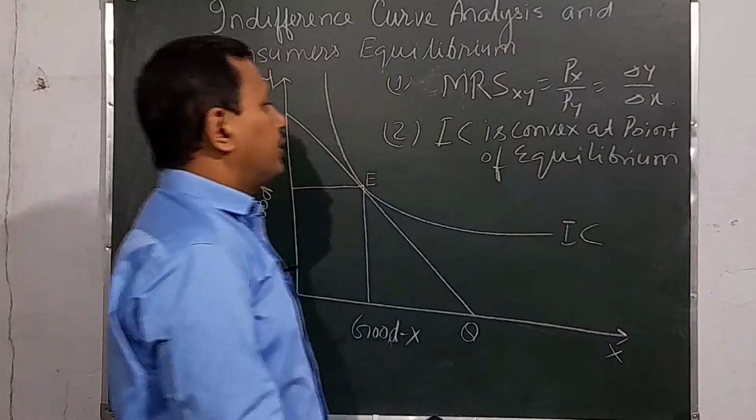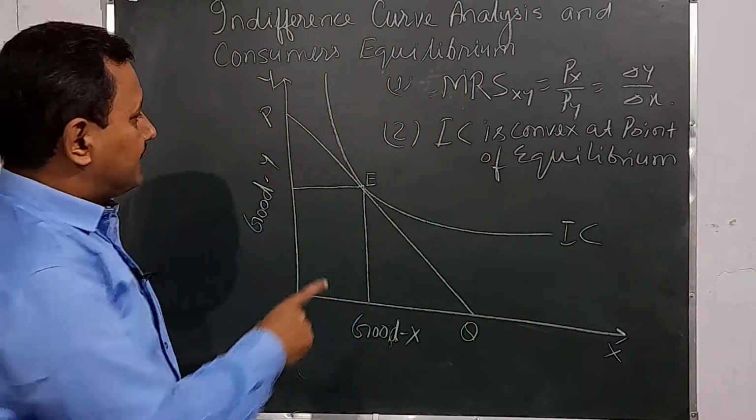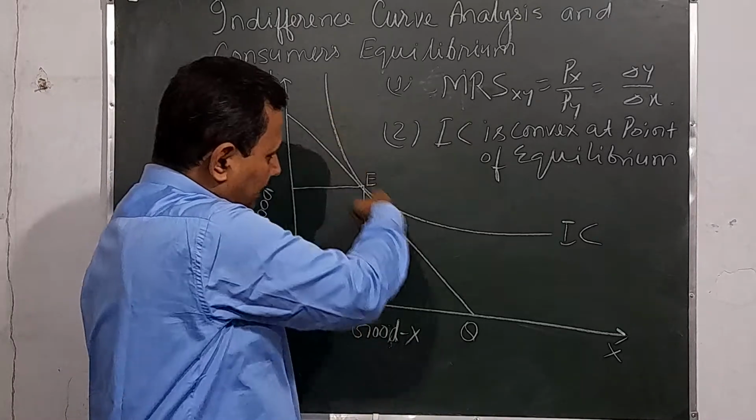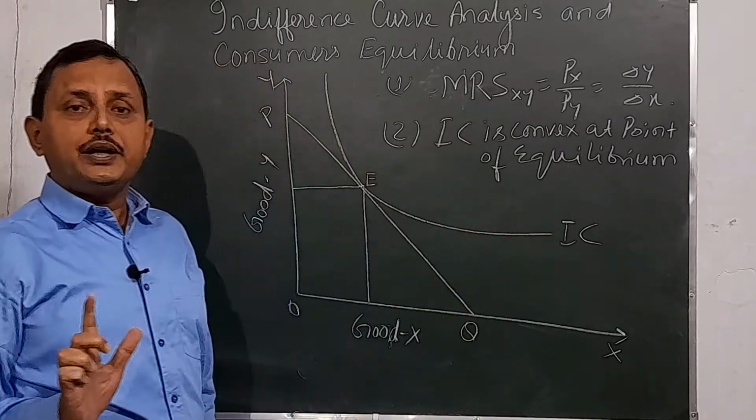The second condition of consumer equilibrium is that the IC is convex at the point of equilibrium. The point of equilibrium at E, so the IC curve must be convex. It should not be concave.